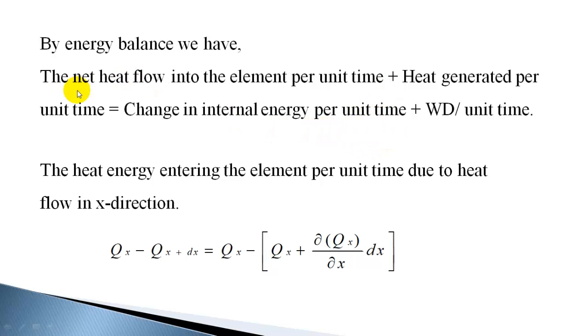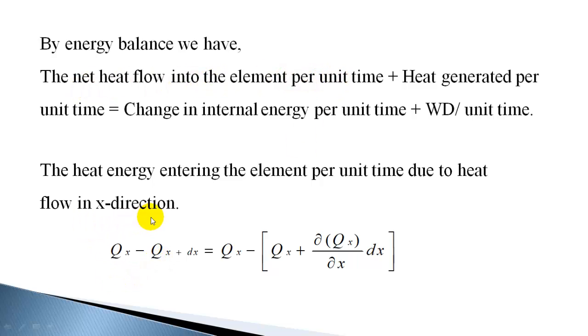Now first we will calculate each term separately, the net heat flow into the element per unit time. The net heat flow is a result of heat flow in three directions: x direction, y direction and z direction. Separately you should calculate the net heat flow into the element as a result of heat flow in x, y and z directions. Then add all three, and that will give the net heat flow into the element per unit time.